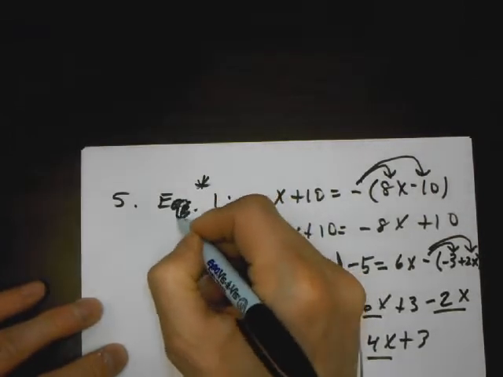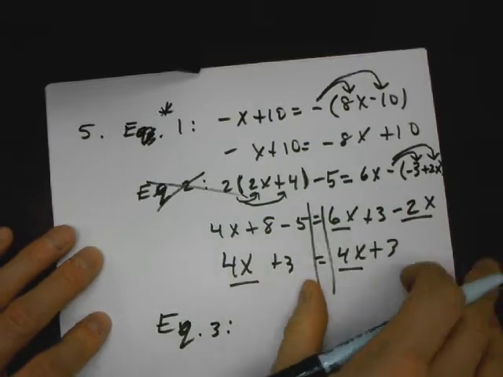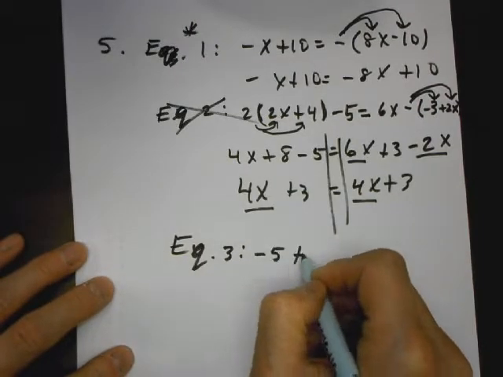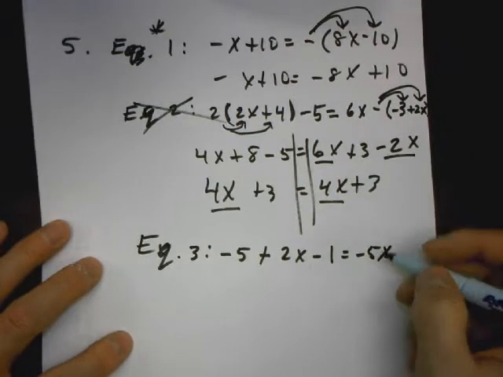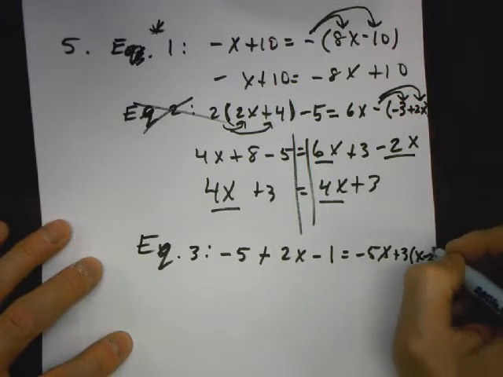Equation. I keep writing EX, sorry about that. Yeah, equation 3. We have negative 5 plus 2x minus 1 equals negative 5x plus 3 times x minus 2.